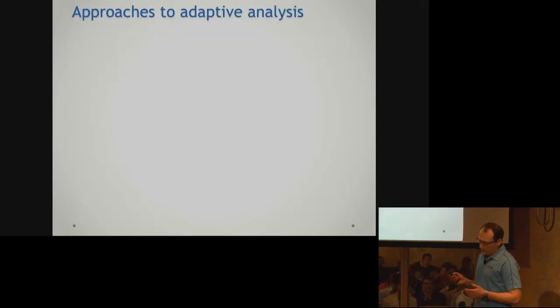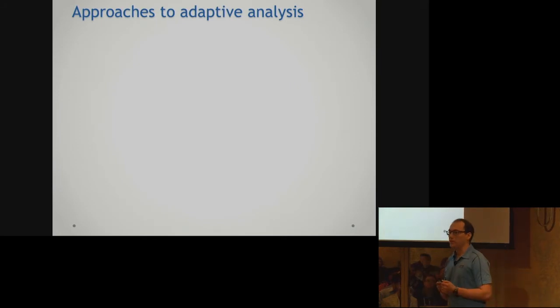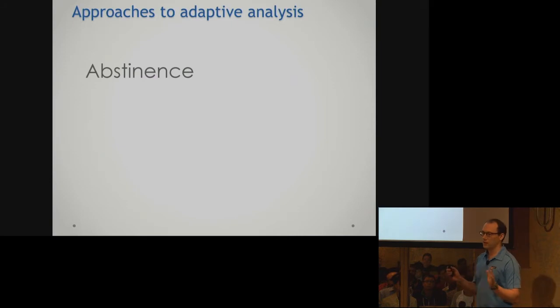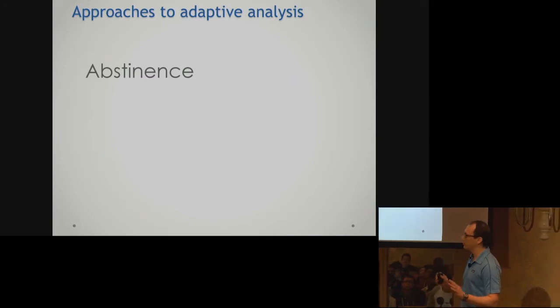So what can be done? Let's say I really want my analysis to be correct, valid. What can I do? If you look at the currently known theory, most of it can be summarized as abstinence. Basically, if you want to be safe, just don't do it.